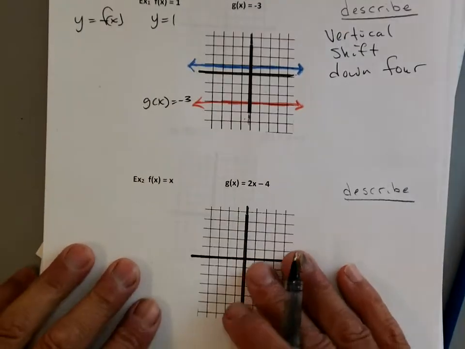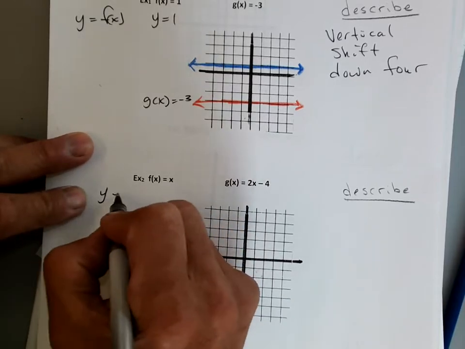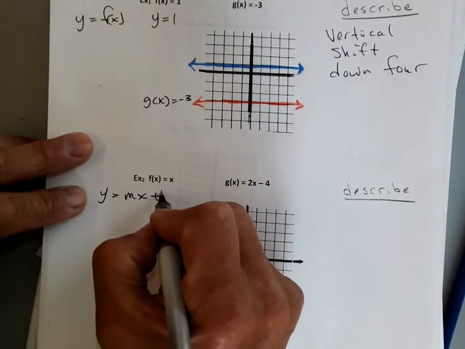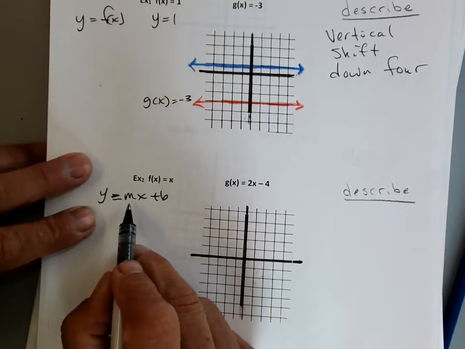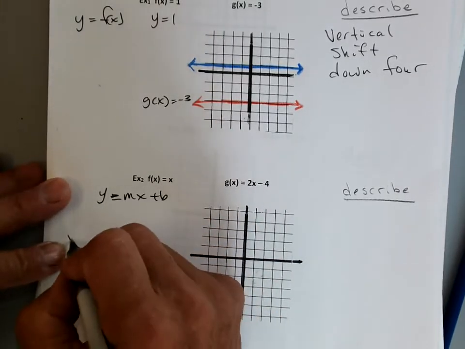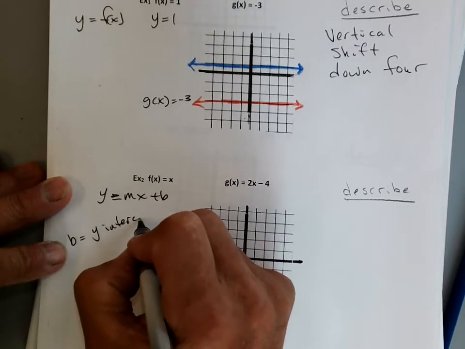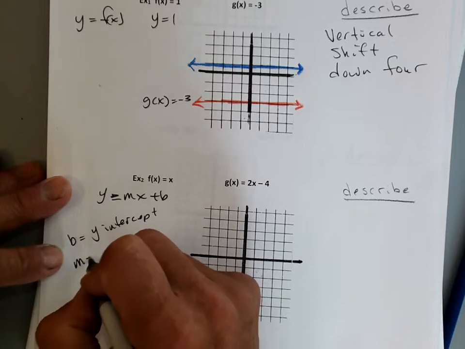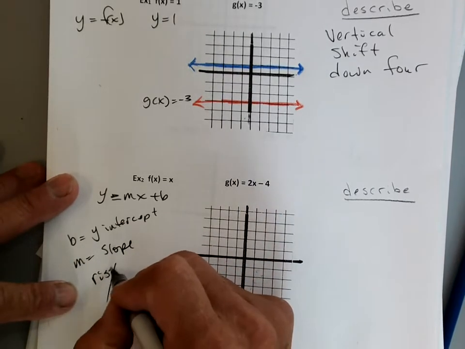Example 2. Let's go back to y equals mx plus b. Hopefully you remember that, where b is the y-intercept and m is the slope. And hopefully remember the slope is rise over run.